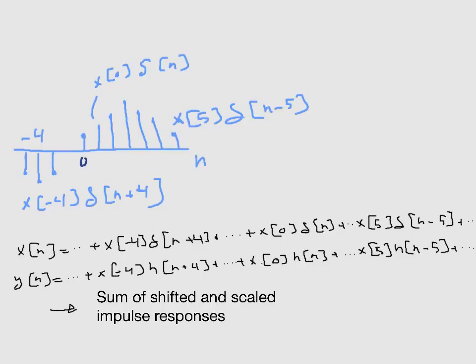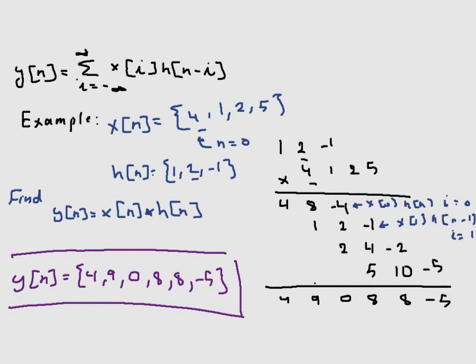Now let me generalize that as follows. This is the sum running from i equal negative infinity to positive infinity of x[i] multiplied by h shifted by minus i, that is h[n-i]. We call this the convolution sum. Let's take a look at a numerical example.